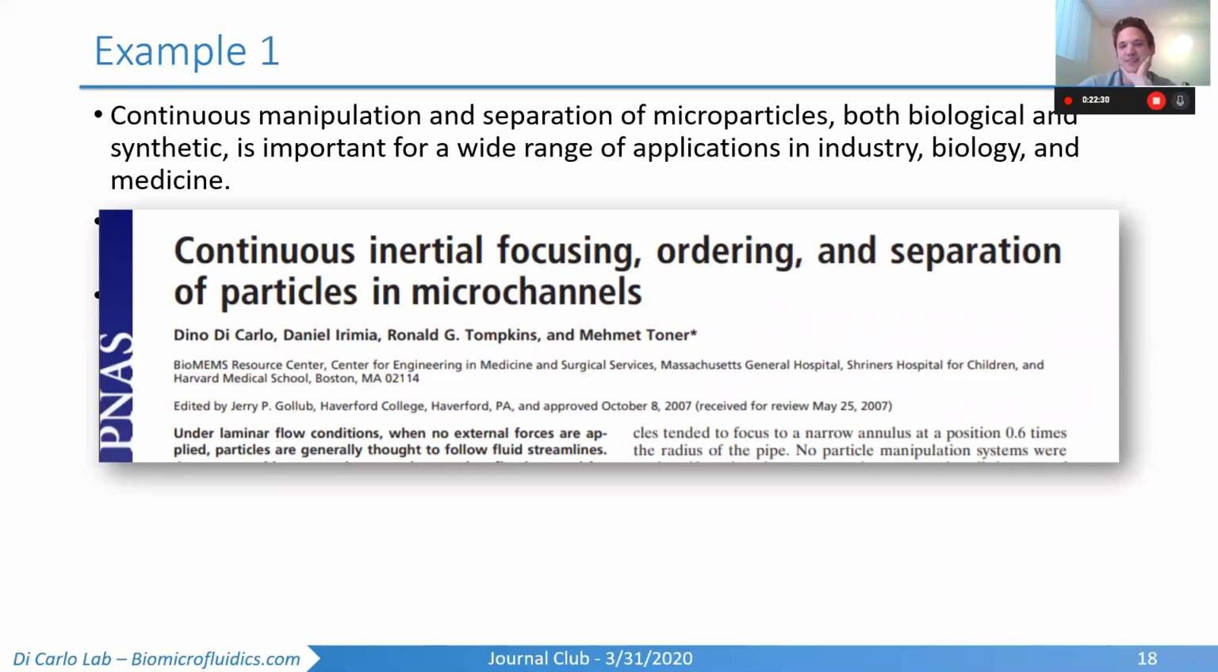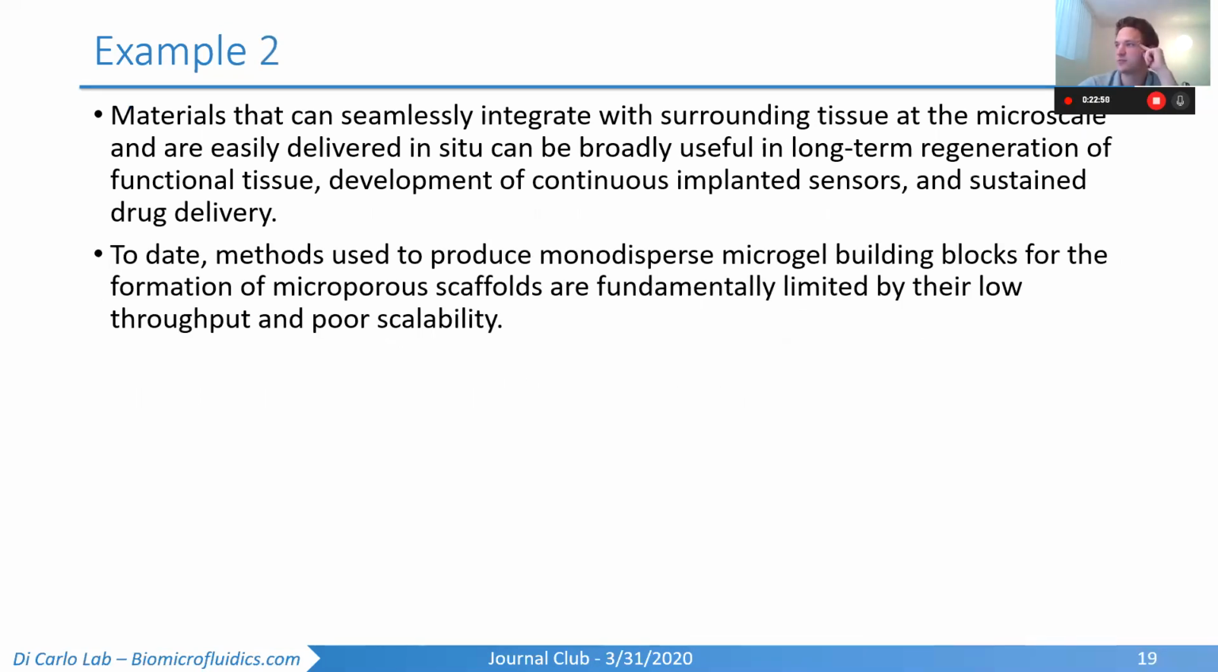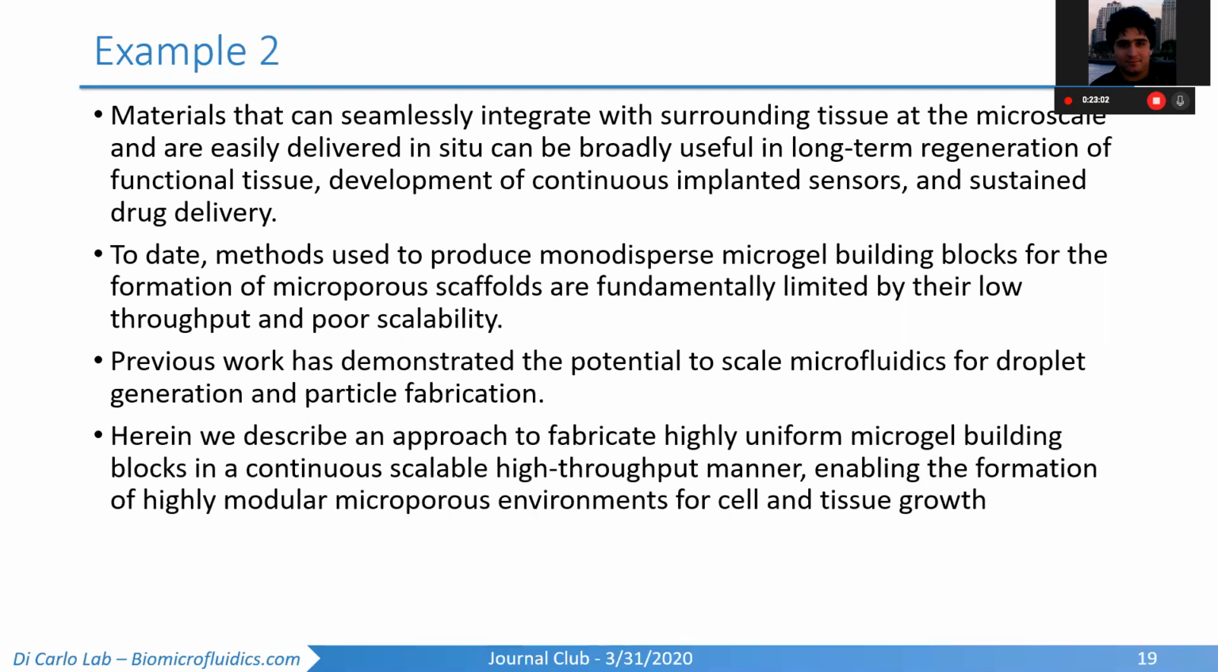PNAS paper. Cool. Okay, I have a bunch of examples, but I'll just go through one more. This one should be easy. Materials that can seamlessly integrate with surrounding tissue at the microscale and are easily delivered in situ can be broadly useful in long-term regeneration of functional tissue, development of continuous implanted sensors, and sustained drug delivery. To date, methods used to produce monodispersed microgel building blocks for the formation of microporous scaffolds are fundamentally limited by their low throughput and poor scalability. Previous work has demonstrated the potential to scale microfluidics for droplet generation and particle fabrication. Herein, we describe an approach to fabricate highly uniform microgel building blocks in a continuous, scalable, high throughput manner, enabling the formation of highly modular microporous environments for cell and tissue growth.